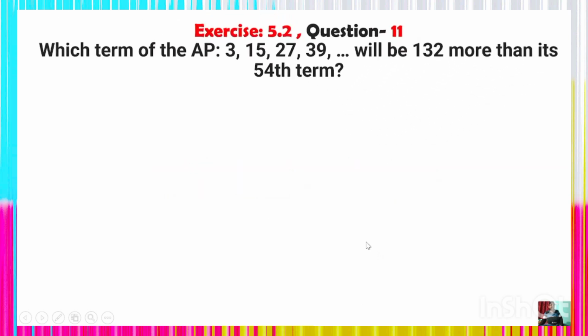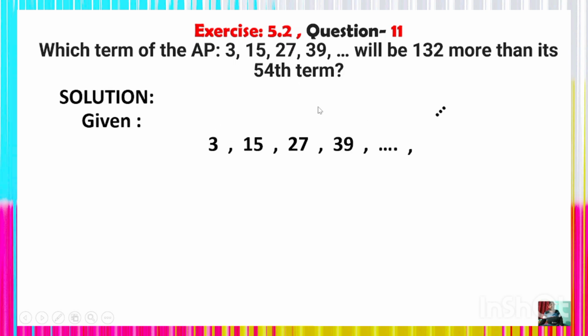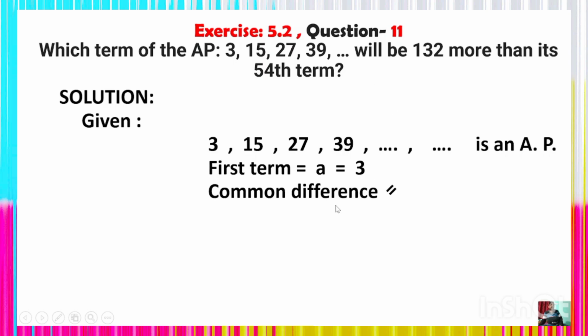Look here. This is one of the important problems that mostly comes in your CBSE board exam. I hope you will give importance to these questions. Which term of the AP 3, 15, 27, 39 will be 132 more than its 54th term? Look at the solution here. Given that 3, 15, 27, 39 is an AP, the first term a is equal to 3. The common difference d is a2 minus a1, which is 15 minus 3, which is 12. So d is equal to 12.